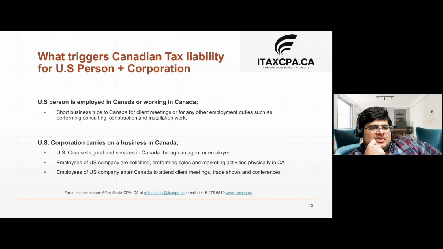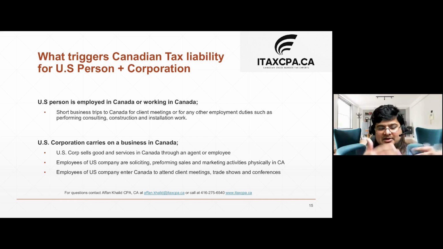Okay. This slide, I decided to add just to give you context of what triggers Canadian tax liability for a US person or a US corporation. If one thing you want to take away from this slide, of course, none of you are here to learn too much about the Canadian tax system, but at a minimum, for those of you who have US companies doing business with Canada or in Canada, one thing to take away is at what point my US company has any sort of Canadian tax filing obligation.